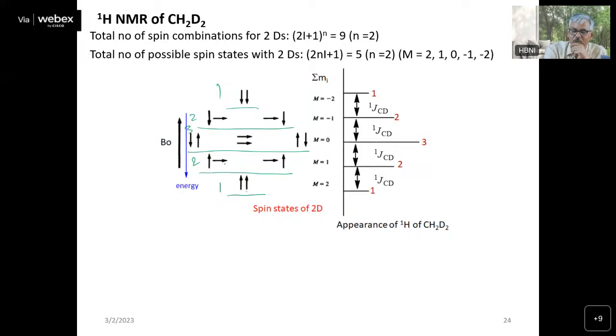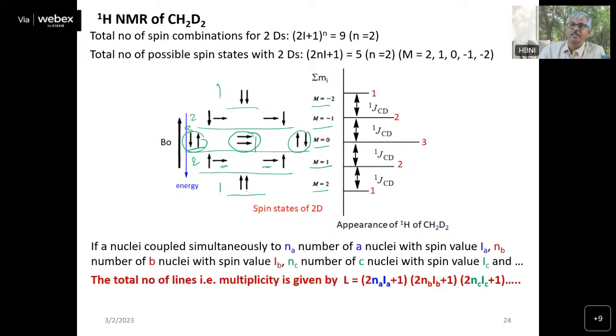These two you can say are the plus 1 state. This is 0, mi is equal to 0. So this is your m equal to 2, m equal to 1, m equal to 0, which can happen from this combination and this combination, and this is m equal to -1, m equal to -2. Now, when you have two deuteriums, you see there are 5 lines, and the relative ratio will be 1:2:3:2:1. So you can find out this type of thing for any combination of nuclei.